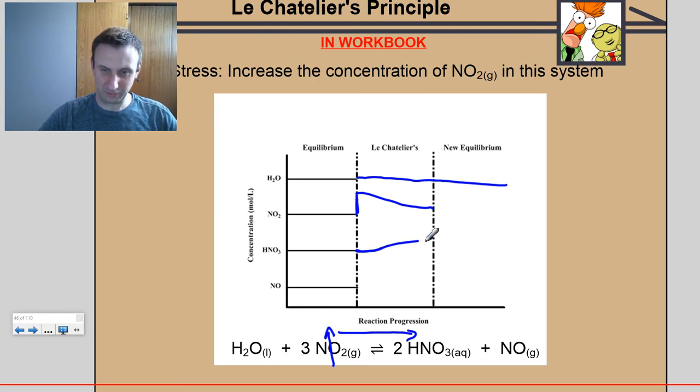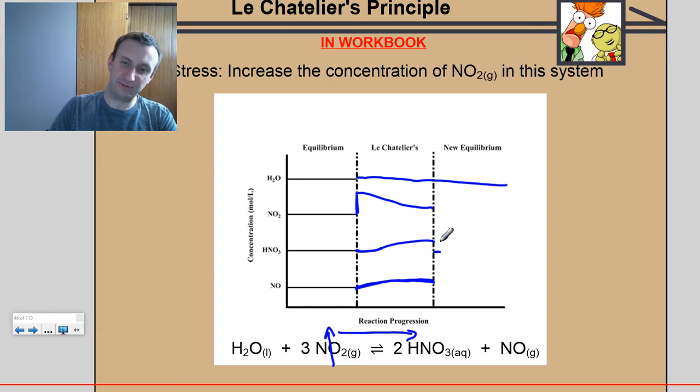But the NO2 is going to increase because I'm shifting towards the HNO3. Sorry, I misspoke. The HNO3 is going to increase. And then NO gas is also going to increase, okay, because it is going towards NO as well. So that is also going up. So NO2 after the stress is going to go down, and then HNO3 goes up, and then NO gas goes up.